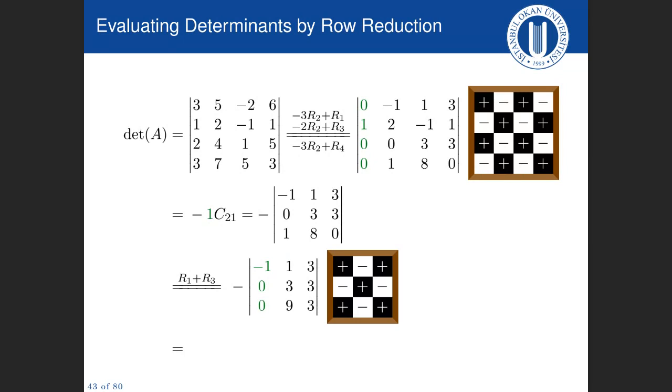Bring up the checkerboard. It's a plus in the same position as the minus one, and then we just have 0 and 0. So it's going to be minus and then plus minus 1 multiplied by the determinant of a 2 by 2 matrix, which is then easy to calculate. The answer is just minus 18.